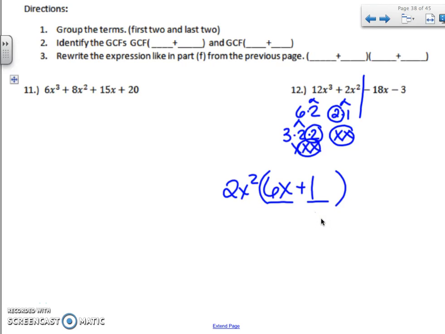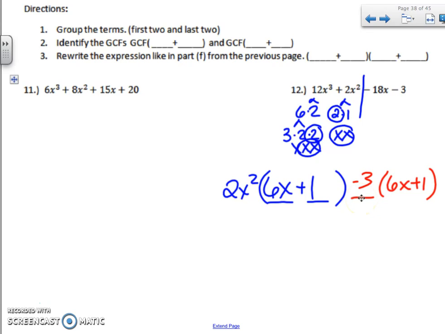Okay? So here's a shortcut because you know you want your parentheses to repeat. So if you want, you can go ahead and rewrite that second parenthesis and just find the number on the outside. So to find the number on the outside, you're going to have to look at these last two terms, and you're going to divide like usual. So you could do negative 18 divided by 6 to get a negative 3. Or you could do negative 3 divided by 1 to get negative 3.